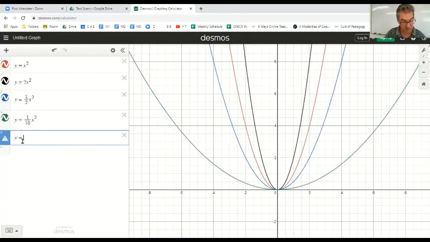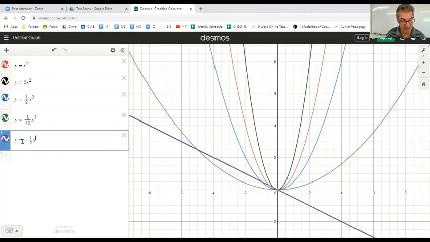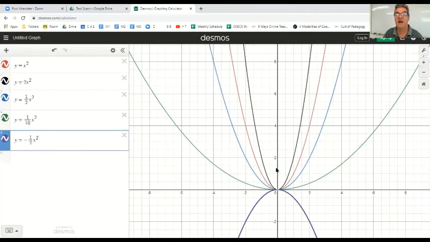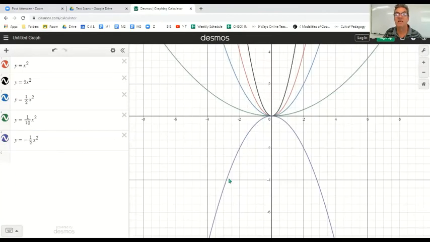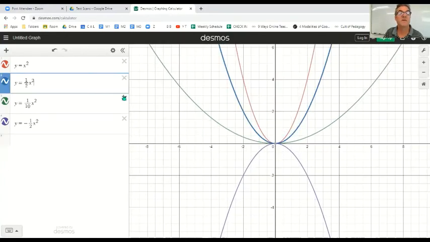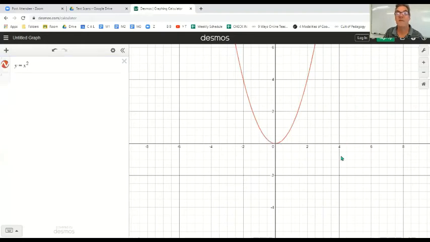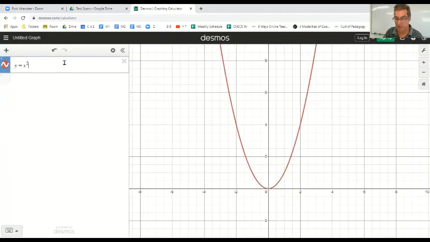Okay, so let's just do one more with a different a. Y equals, let's try negative 1/2 x squared. And notice how that parabola is looking a little wider and it opens down. Okay, so here's the nice thing. Let's get rid of all of these graphs. I'm just xing out of them. So I'm back to my basic parabola, my y equals x squared.